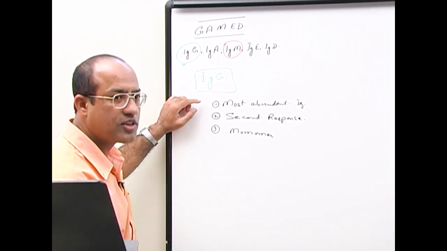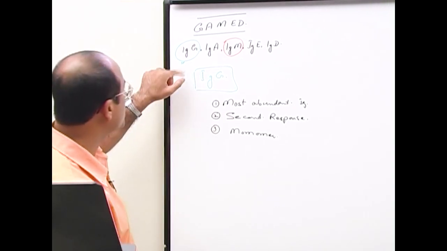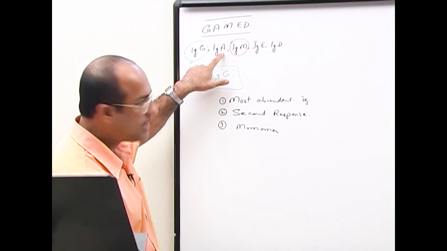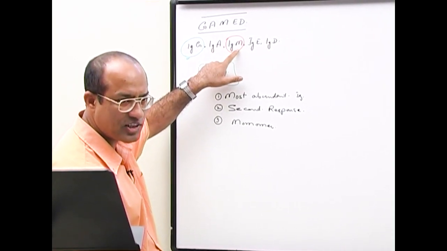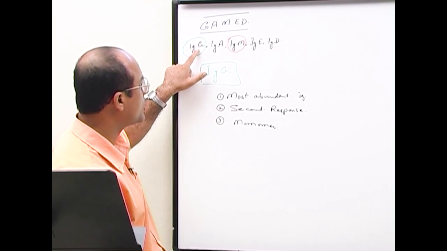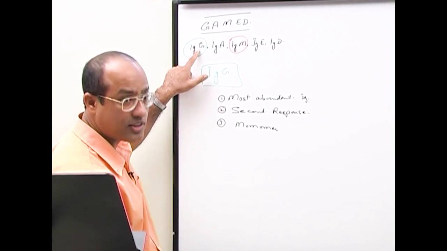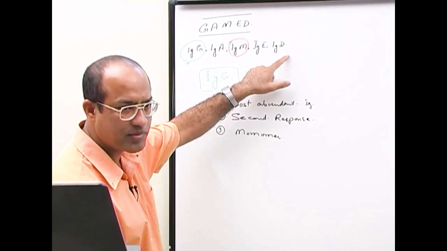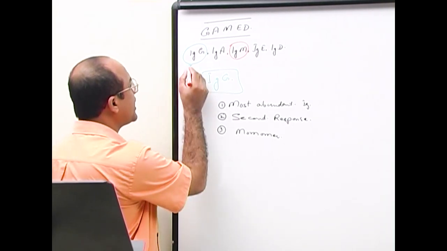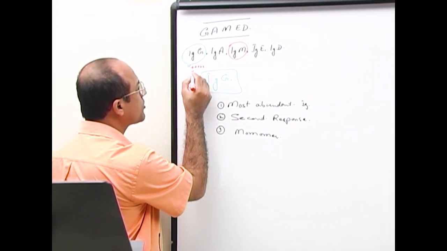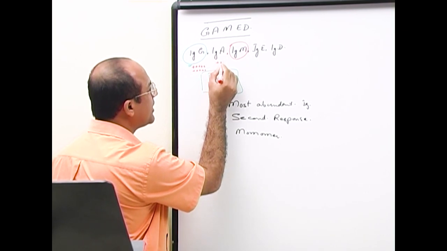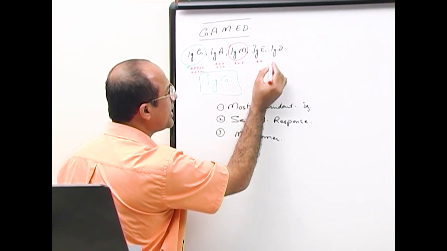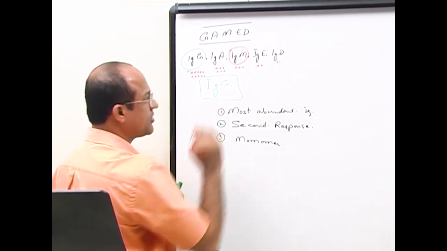Look, IgM was the third most abundant in the blood. The first most abundant is IgG, then second most abundant is IgA, and third most abundant is IgM. Again, the concentration of antibody in the blood decreases according to the sequence of alphabets in GAMD. That IgG has the highest concentration of the antibody, IgA has less than that, IgM is more or less, IgE is very less, and IgD is in traces.